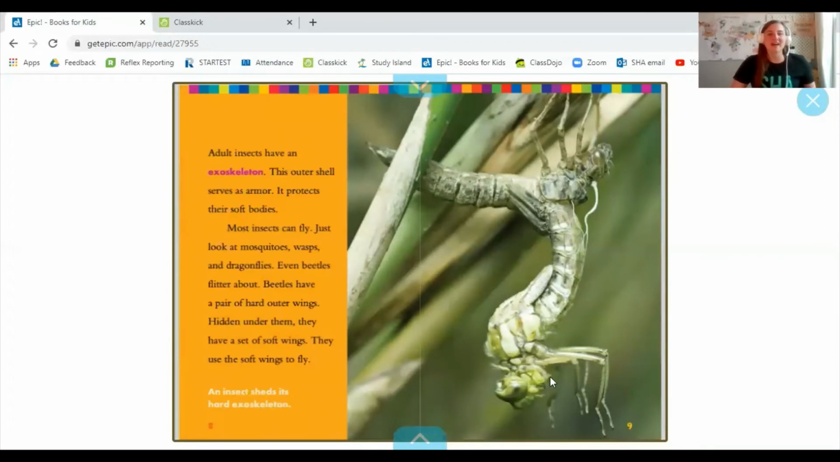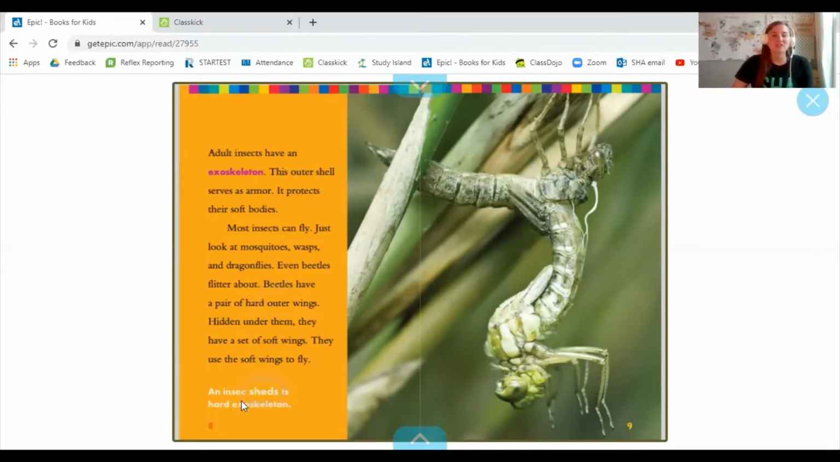Adult insects have an exoskeleton. This outer shell serves as armor. It protects their soft bodies. Most insects can fly. Just look at mosquitoes, wasps, and dragonflies. Even beetles flitter about. Beetles have a pair of hard outer wings. Hidden under them, they have a set of soft wings. They use the soft wings to fly.